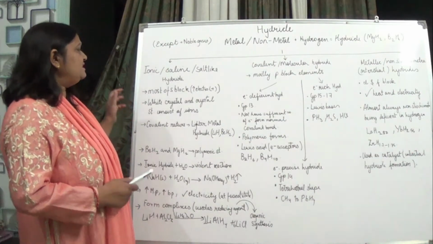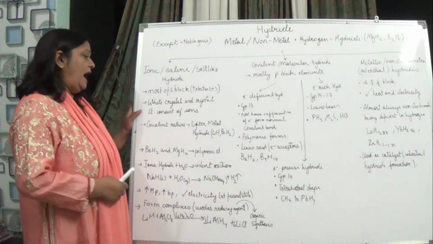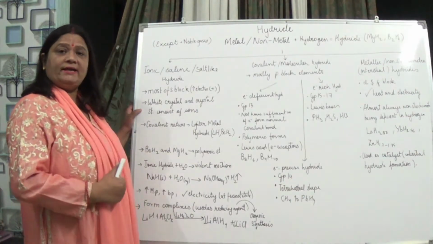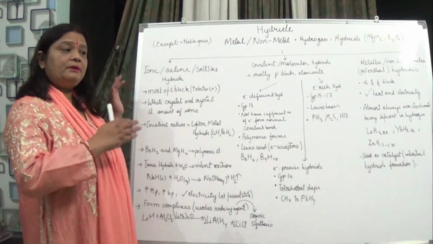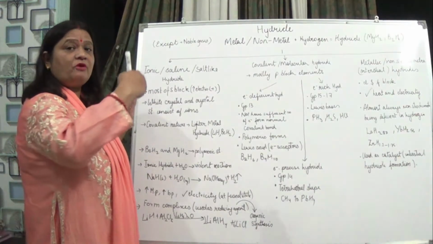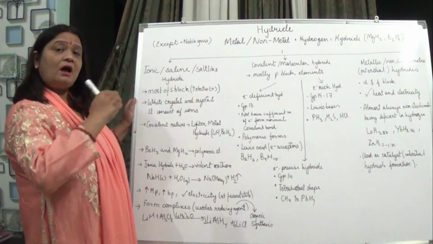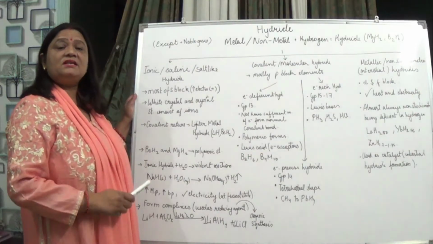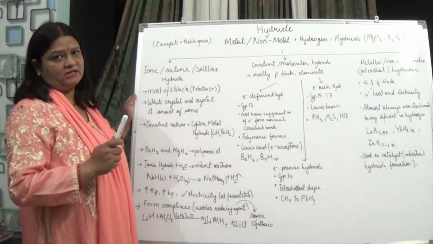These hydrides are white crystals, and they consist of ions. Why? Because electrons are being transferred from the s-block elements to the hydrogen. So ionic bonding takes place, and these salts are white crystals consisting of positively charged ions and negatively charged ions.